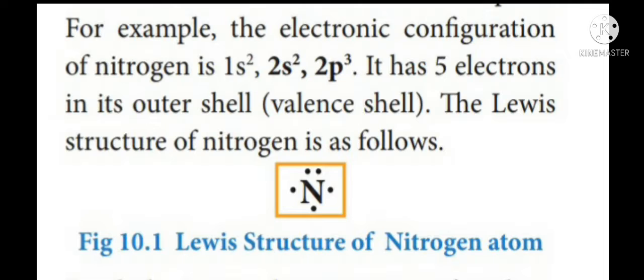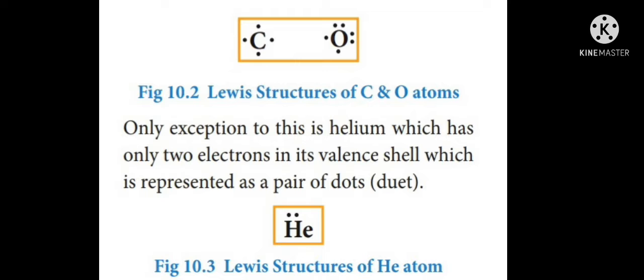First, we have to write the symbol of nitrogen. It is written as N. It contains 5 electrons in its valence shell. First, we have to place 4 single dots around the 4 sides of the atomic symbol, and the 5th electron is paired on any one of the single dots. Lewis structure of nitrogen atom is shown here.